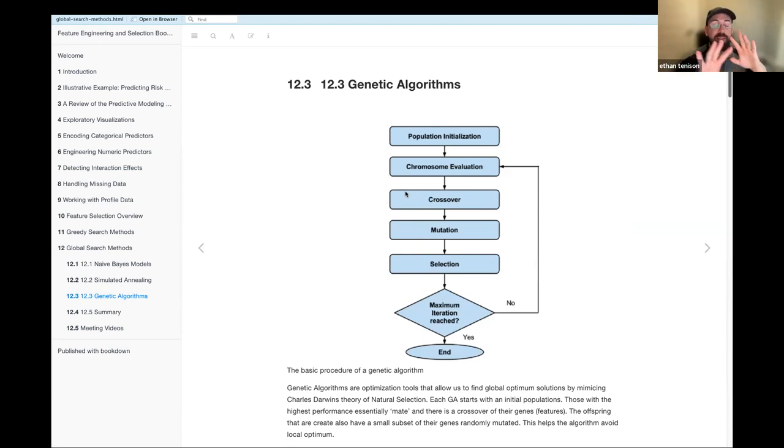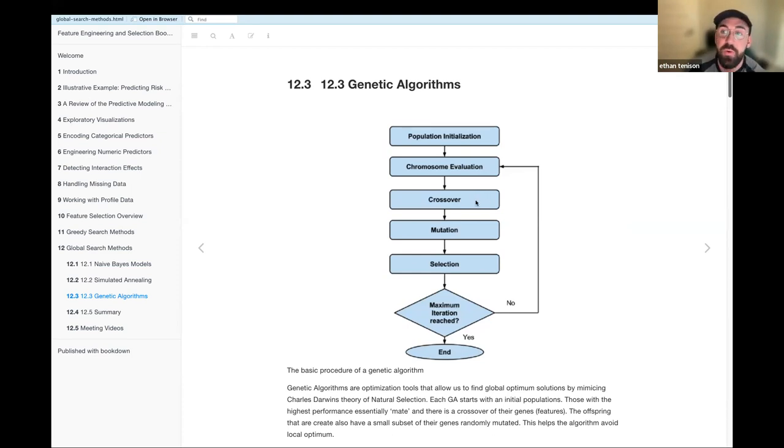It's exactly like your introductory biology course. The genes, or the predictors in this case, would switch places to create an offspring that has half of the genes of one parent and half of the other. So you've got your parents that are the fittest subset of predictors, and then they create an offspring where you mix up the predictors again.